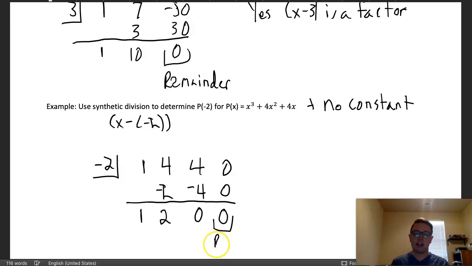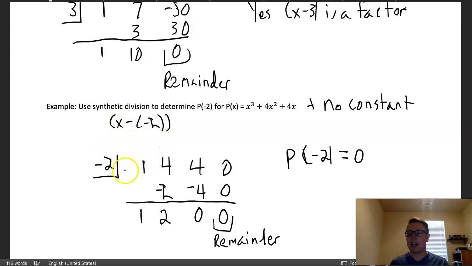So our remainder is 0, meaning that p of negative 2 is this remainder. So p of negative 2 is going to be equal to 0. And that also means that x minus a negative 2 is a factor.